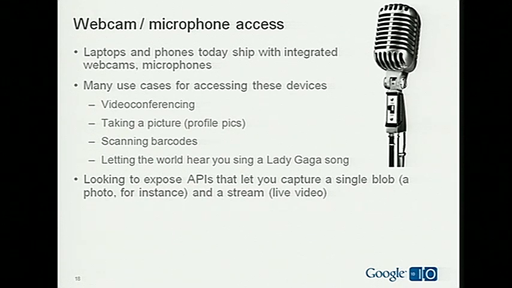The other API that we want to expose is access to the webcam. It turns out that that's the other device that many laptops, netbooks, and cameras, cell phones are shipping with, is a camera. So how do we give you access to that? Similar to the microphone, we want to provide two methods. We want to provide a way for you to just get a blob, a still picture that you can use locally, upload to the server, whatever you want.